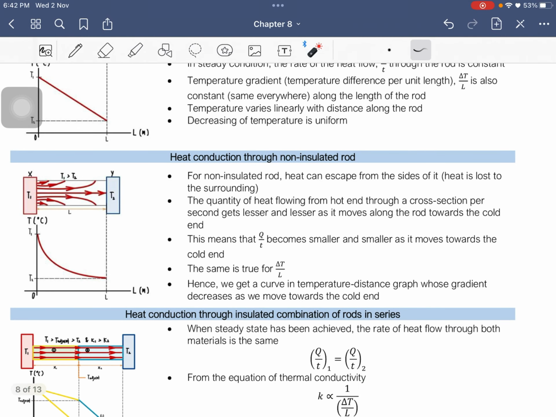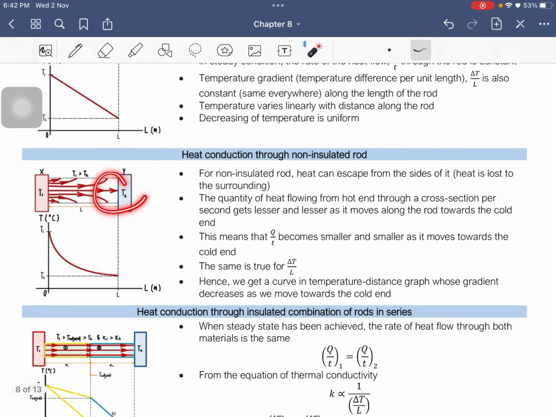Untuk non-insulated rod pula, heat is escaping to the sides of this rod lah. So heat is lost to the surroundings. So the quantity of heat flowing from the hot end through a cross-sectional area per second gets lesser and lesser as it moves along the rod towards the cold end. Sebab dia semua tu pergi surrounding. So yang sampai di sini sikit saja. So apa yang terjadi is the rate of heat transfer will be smaller and smaller as it moves towards here. So the same is true for the temperature gradient.